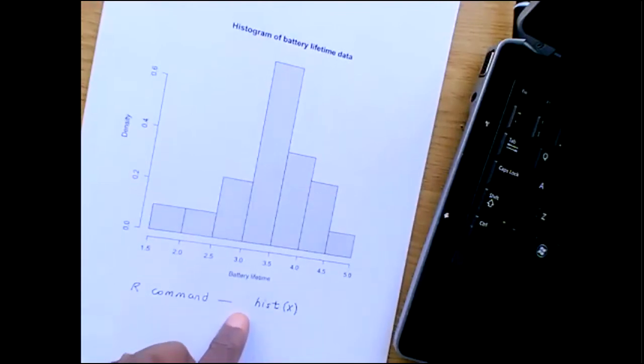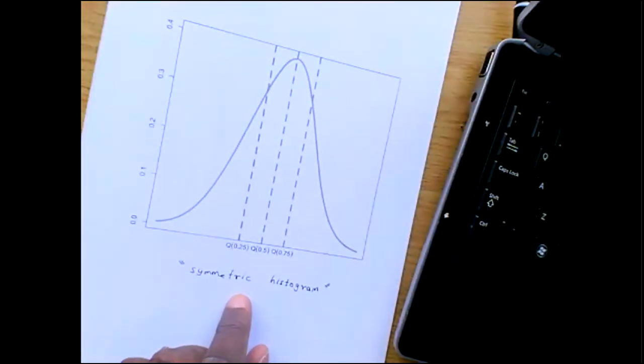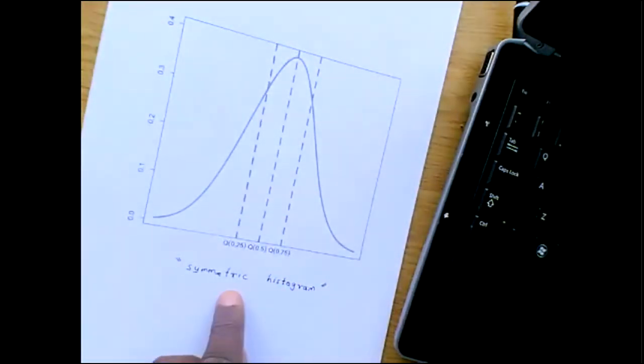And this is a histogram, and you use the command hist in brackets X. I will do an example on this later on if I have time. If the histogram is symmetric like this, then the distribution is symmetric, right?